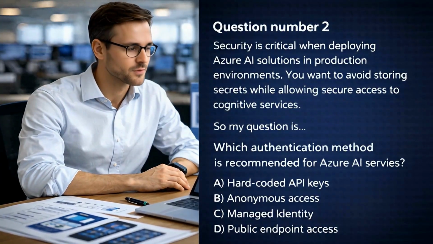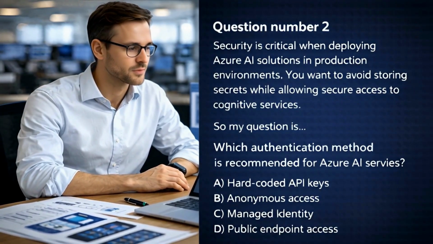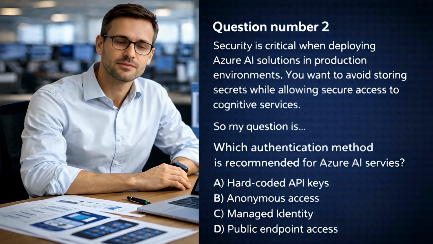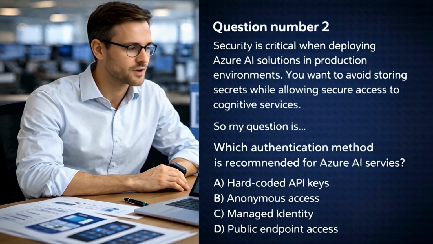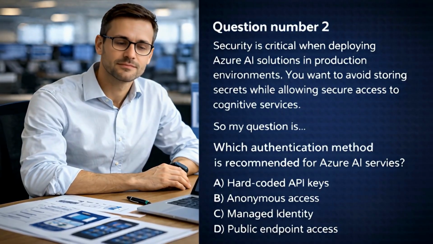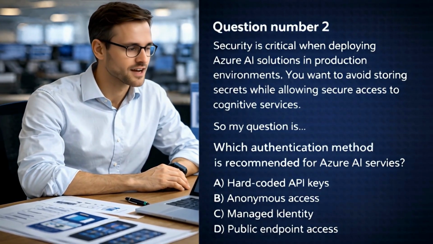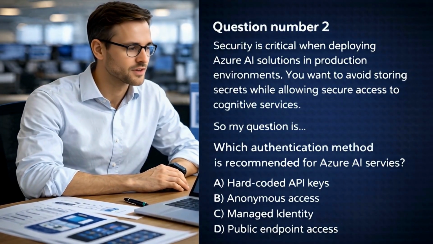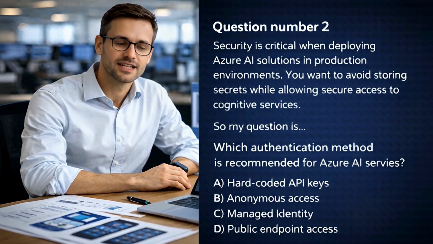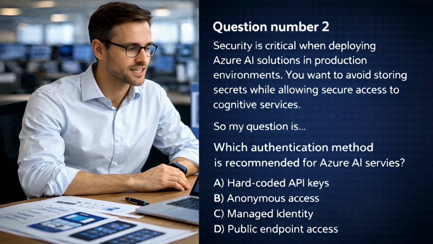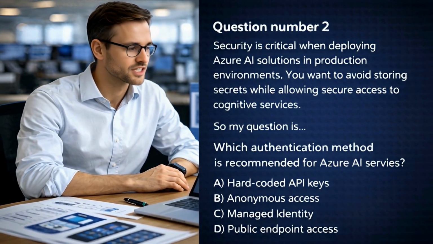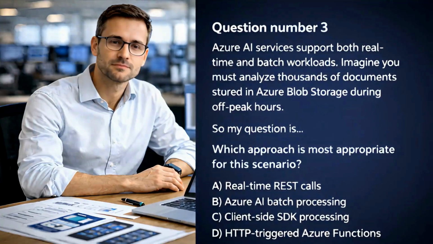Question number 2. Security is critical when deploying Azure AI solutions in production environments. You want to avoid storing secrets while allowing secure access to cognitive services. So my question is, which authentication method is recommended for Azure AI services? Options are A. Hard-coded API keys, B. Anonymous access, C. Managed identity, D. Public endpoint access.